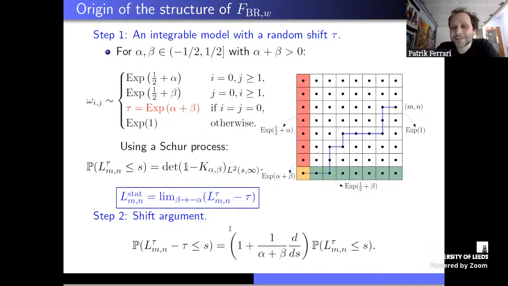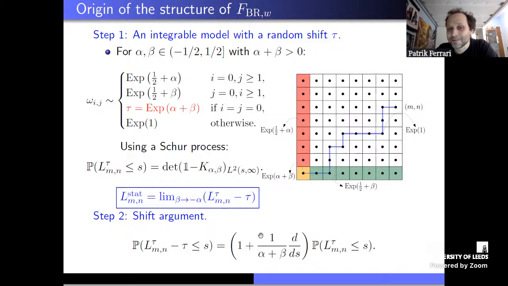Now the derivative comes from this shift argument. If you try to compute this distribution, you find the following identity. If you want to prove it yourself, you just write down the Laplace transform of this random variable, and then you relate it with the Laplace transform of this one. In that way you will get this factor in front. So you see, okay, there is a 1 here, but there is 1 divided by alpha plus beta.